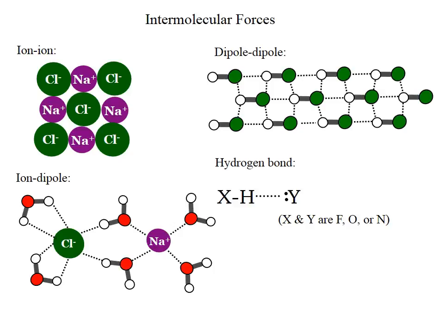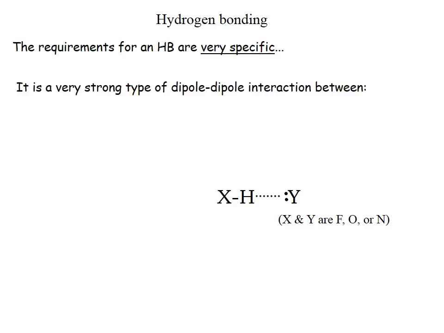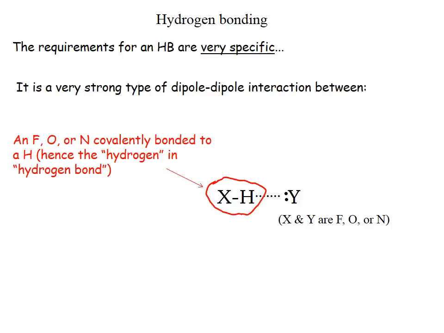Now hydrogen bonding is really important, so we're going to spend a little bit of time on this one. Hydrogen bonding has very specific requirements, and I know that you've learned about hydrogen bonding in biology, but I wanted to make sure that you understand the very specific requirements for a hydrogen bond. So this is a very strong, unusually strong type of dipole-dipole interaction. It's so strong it gets its own class of intermolecular force. And here we have X is either fluorine, oxygen, or nitrogen, and it's covalently attached to a hydrogen atom. That's why it's called a hydrogen bond.